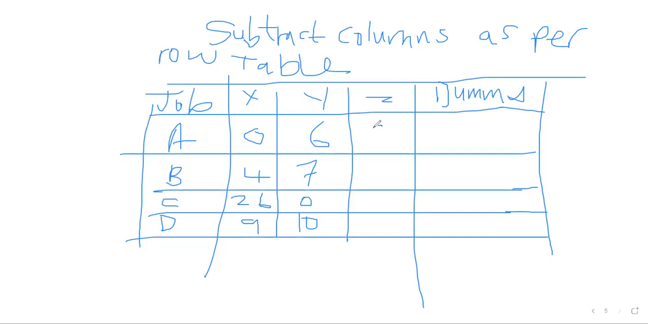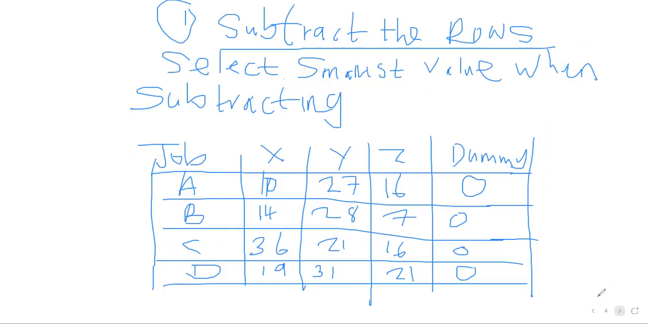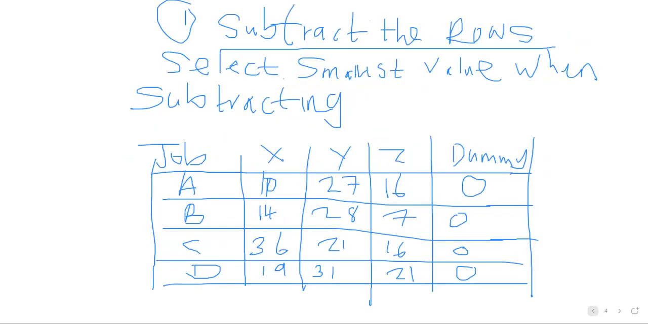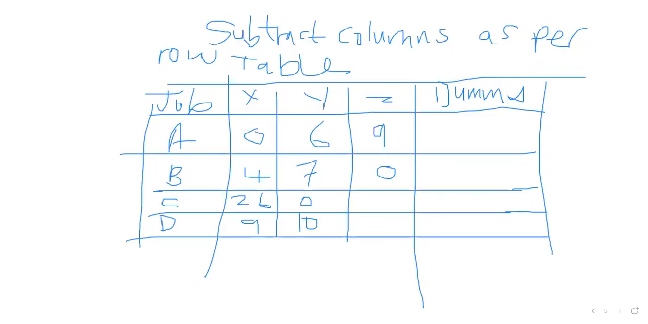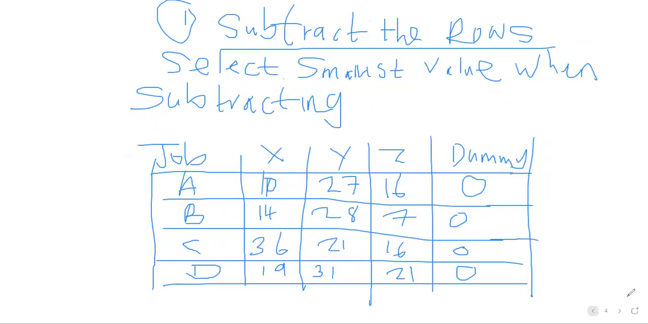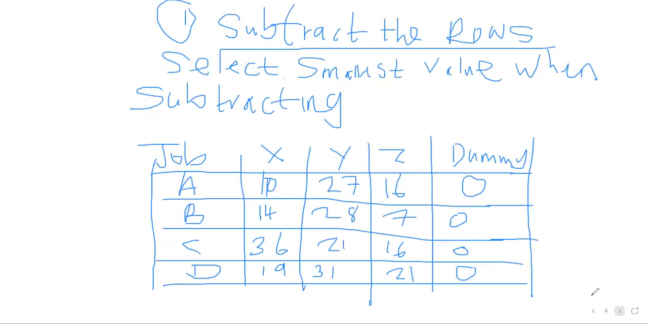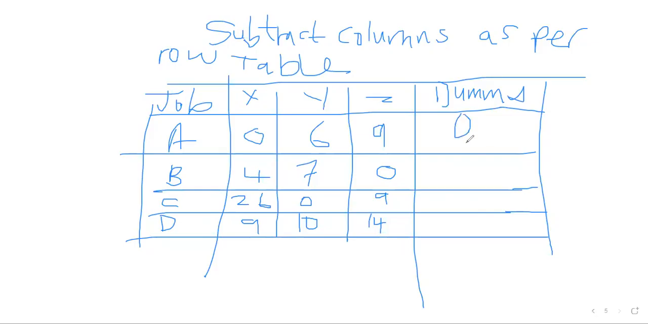Then here you're going to have 0. Then here we are going to have, of course, 9. Then here we are going to have 21 minus 7, 14. Then in this column, there are zeros. So it will be 0, 0, 0, 0.